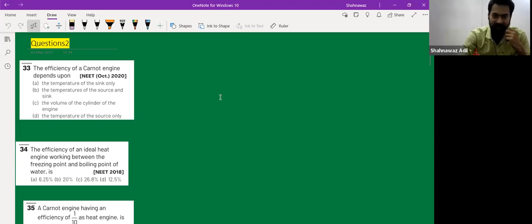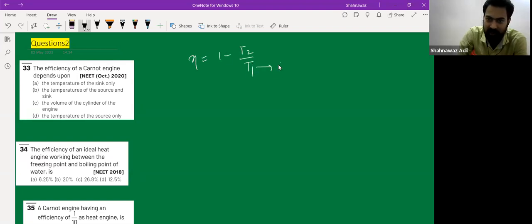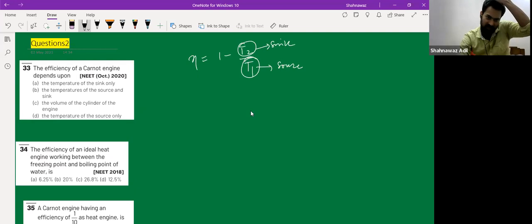Yes, so who has done the most difficult question? Marita, yes. Samara, right. Yes, so you guys have done a very difficult one. We all know the efficiency is 1 minus T2 by T1. This is the temperature of the source and this is the temperature of the sink, right? So it is dependent on both source and sink. Right, guys? So yes, Samira and Marita, you both are correct.